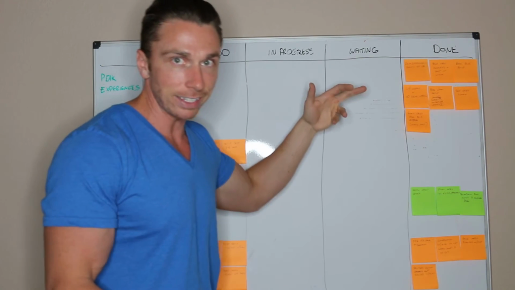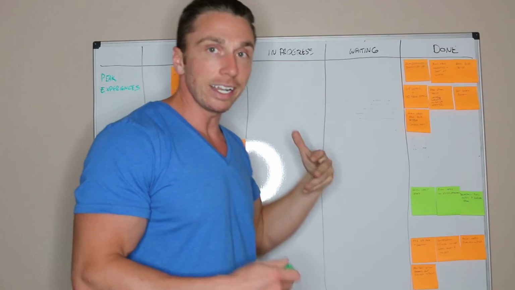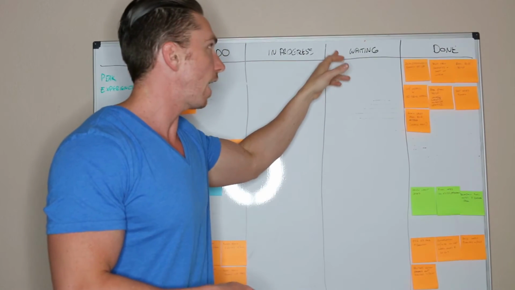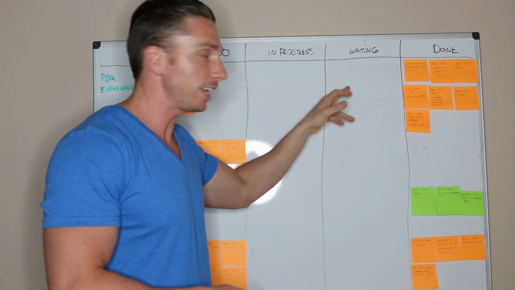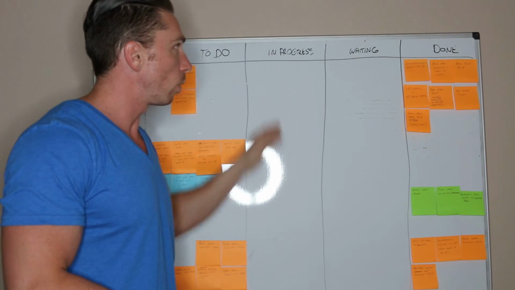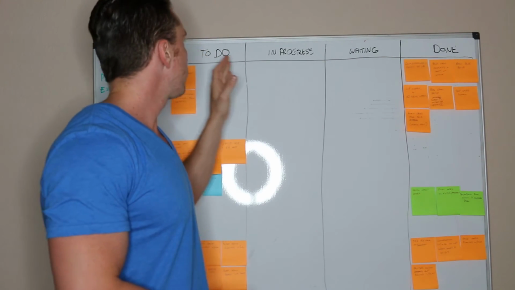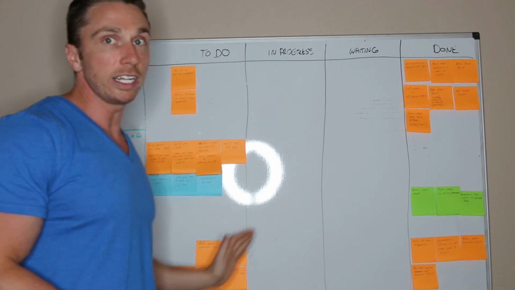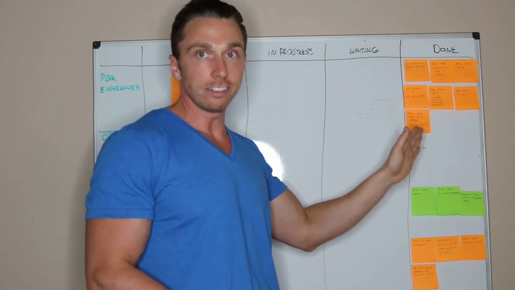Propagation on DNS takes a couple days. Design development takes a couple days. That would be all things that would fit into the waiting category. In progress is like we're working on it right now. And to do is it hasn't even been started yet. And then done is it's done and done.